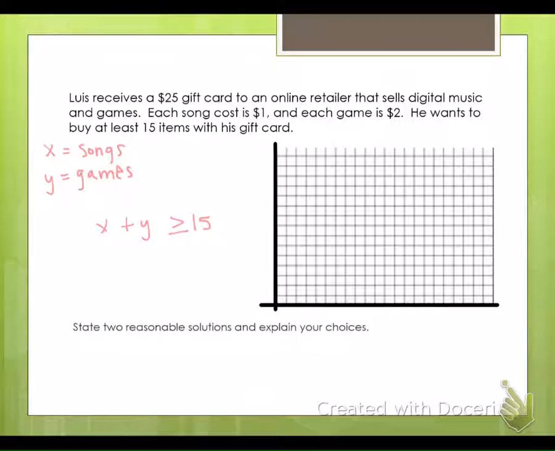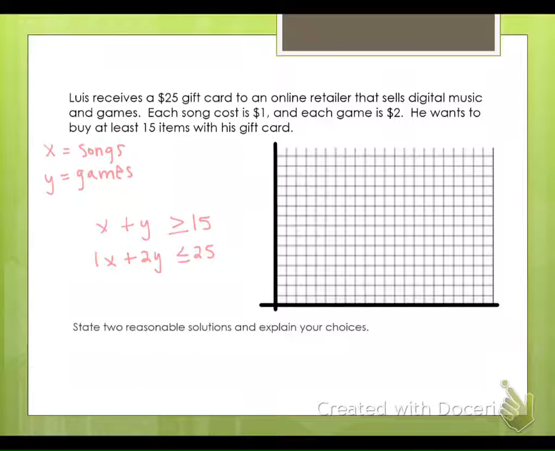But he can't spend more than $25, right? Because that's all his gift card allows for. So he has to spend less than or equal to $25. And it's $1 for a song and $2 per game, right? Is that what it says? Yes. So it looks similar to our system of equations, but we have inequalities here.